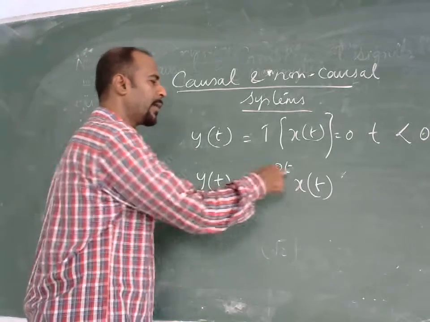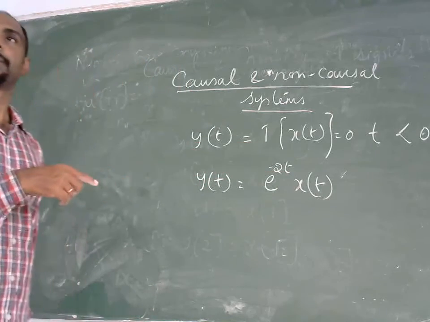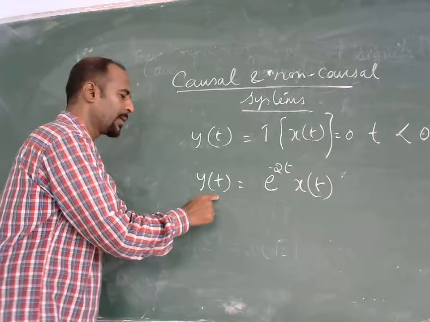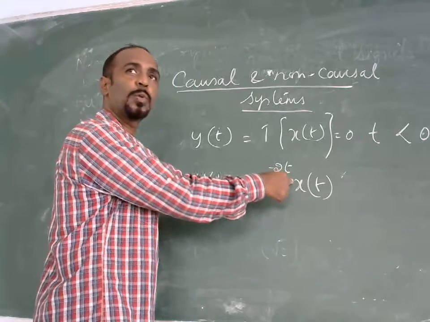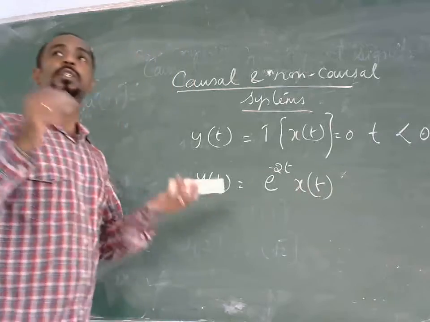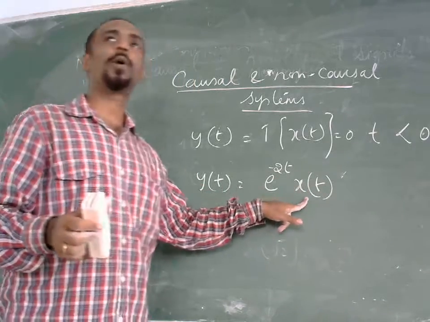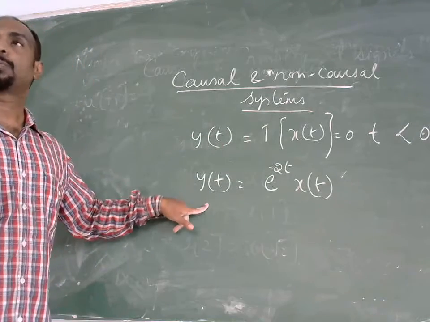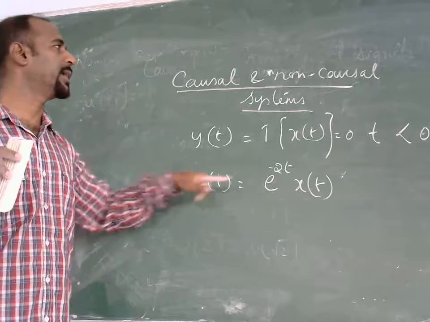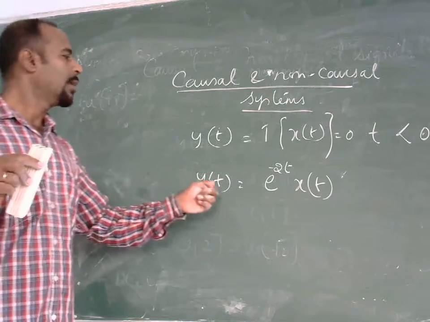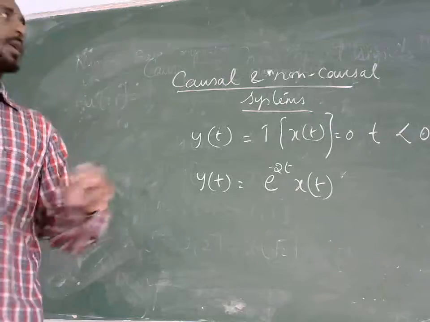Alright, if t equals minus 1, I am just substituting for t. If t equals 0.1, y of 0.1 is e to the power of minus 2.1, x of 0.1. So when we are talking of 0.1, the input also is at 0.1 and the output also is at the time instant 0.1 only. There is no change in the input and output. So therefore the system is depending only upon the present value of the input.